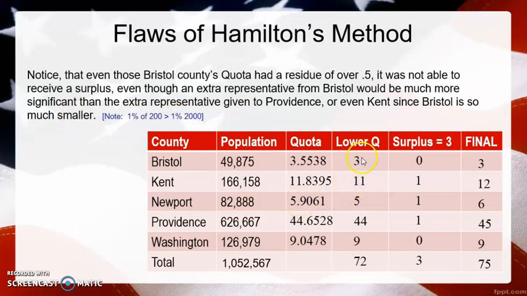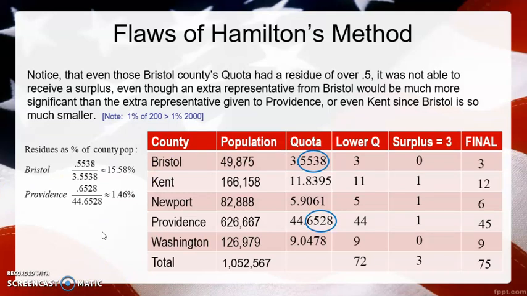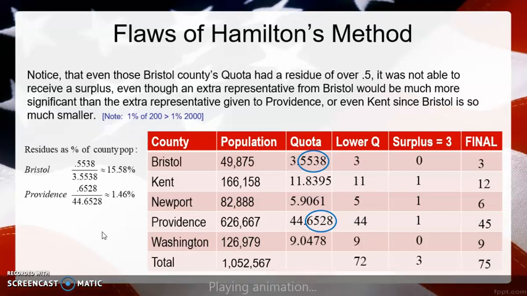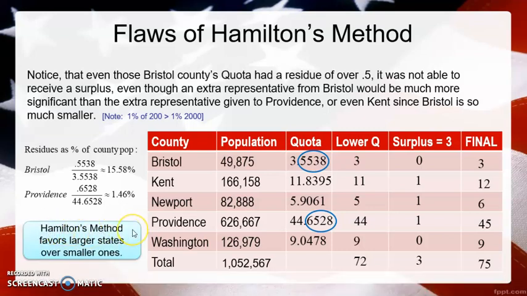So if you think about it in terms of the Bristol people, you've got Providence down here is just slightly higher in the residue part than they were, and they already had 44 representatives, yet they still got an additional representative, whereas Bristol did not. So if you were from Bristol, then you might feel a little bit cheated in terms of who got the surplus seats. And that brings us to Hamilton's flaw, which is that it favors large states over small ones.